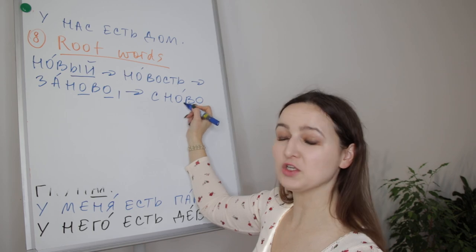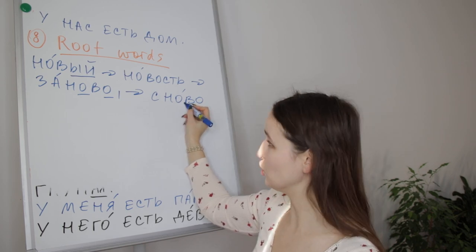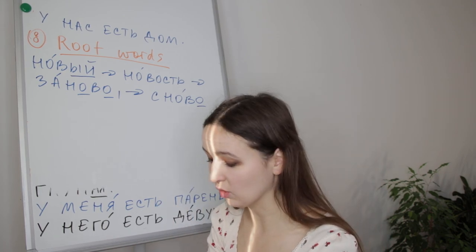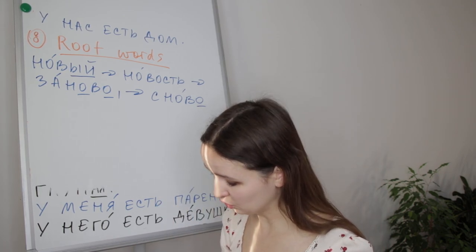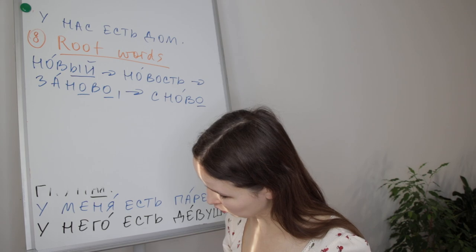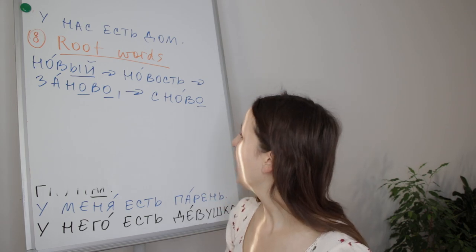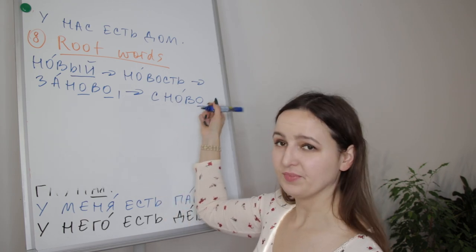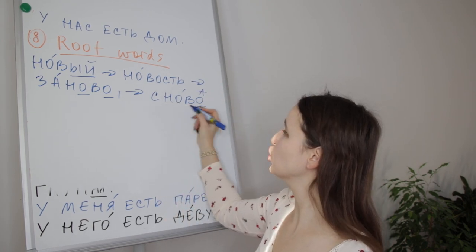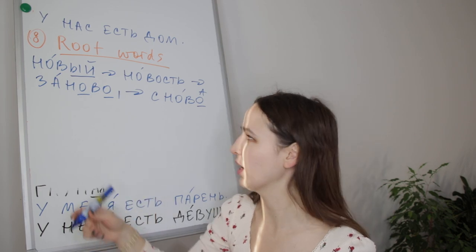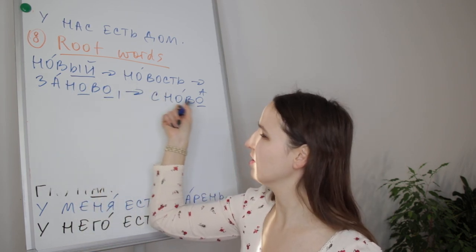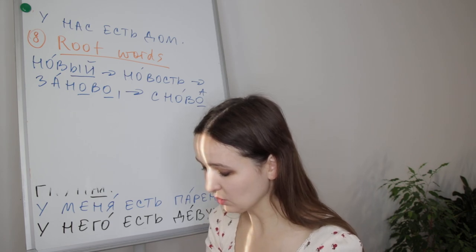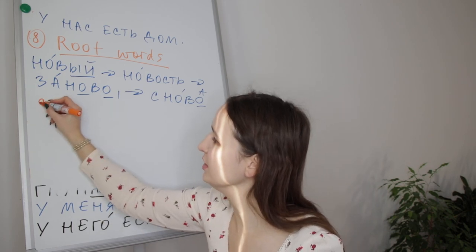Снова. Here O is stressed, so we will not change it. Here O is not stressed, so we are going to change it to A, yeah? Because it's not stressed. Снова means again as well. Over again, заново or снова, again. Хорошо. And the last one is a short story.